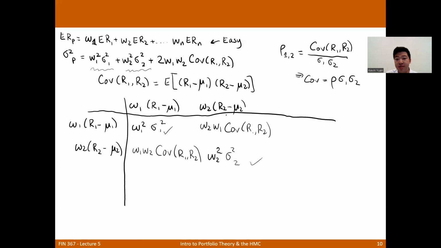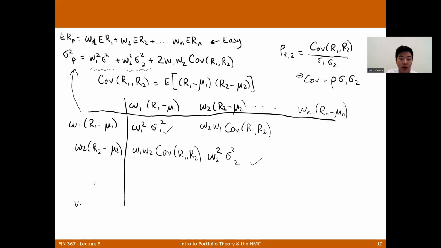Well, if I add up these two, they're the same thing. So I can put a 2 in front and I'll get 2 times W1, W2 times the covariance of R1, R2. So what I've shown you in this table is the motive, or a little bit more of the mathematical background, behind this expression, right? And as you can imagine, we can also go to Wn, Rn minus mu n, right? Why stop at 2 assets?